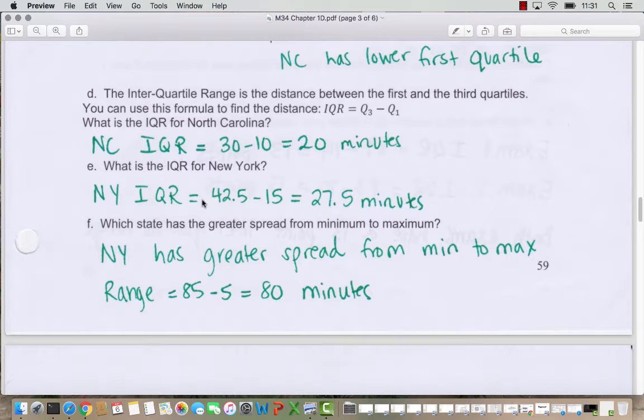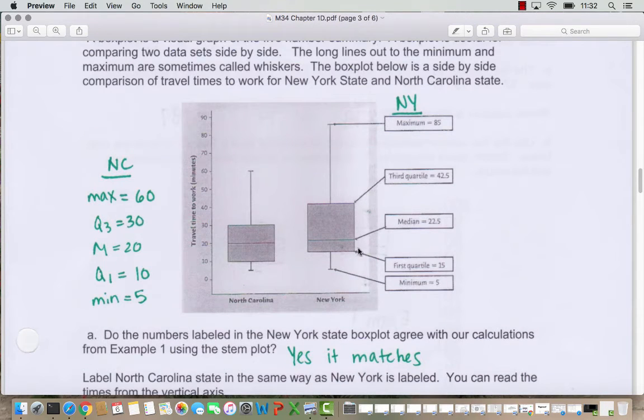Similarly, for New York, we're going to do Q3 minus Q1, so 42.5 minus 15 is 27.5 minutes for the interquartile range, and that matches what we saw when we saw that the central box for New York had a wider spread. Overall, if we're thinking about which state has a greater spread from min to max, we can see New York here has a greater spread just by eyeballing the box plots.